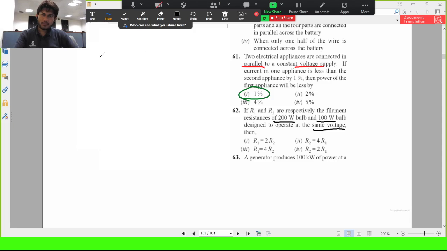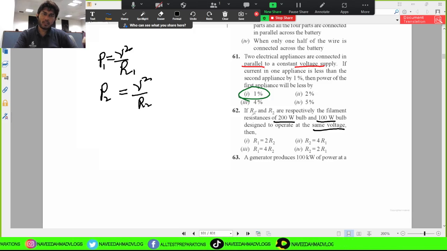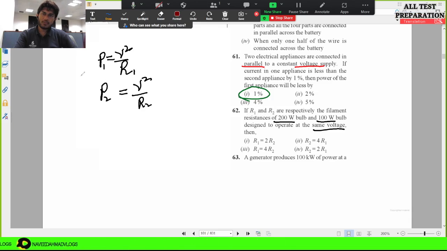As we know, P is equal to V square divided by R. The voltage is constant, so your P1 will be equal to V square divided by R1, and your P2 will be equal to V square divided by R2. You will need to find the relation between resistance R1 and R2. Power is given to us, 200 watt and 100 watt, so you need to substitute the values.